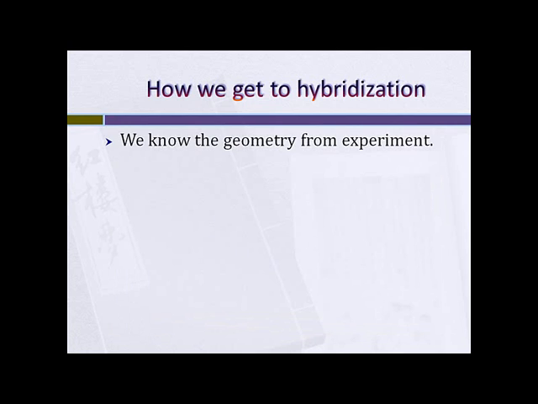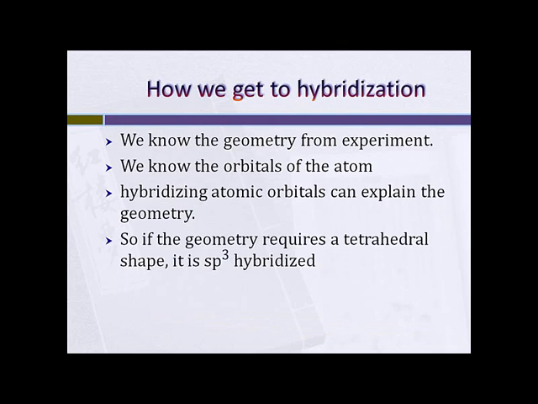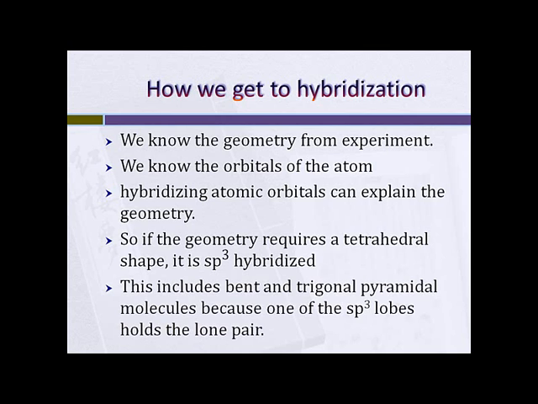How do we get there? Well, we know the geometry of the molecule from experiment. We also know the orbitals that are on the atom, and hybridizing orbitals can explain this geometry, so if the geometry requires a tetrahedral shape, we state that it is sp3 hybridized. This includes bent, by the way, and trigonal pyramidal molecules, because in the case of the trigonal pyramidal, something like ammonia, one of the sp3 lobes holds the lone pair. And in the case of water, on the oxygen, we have 2 sp3 lobes holding the lone pairs.